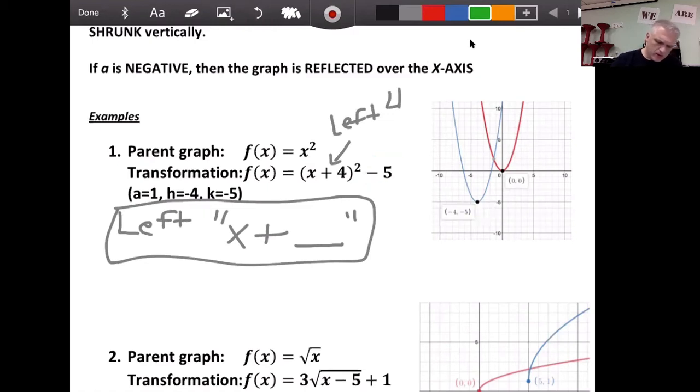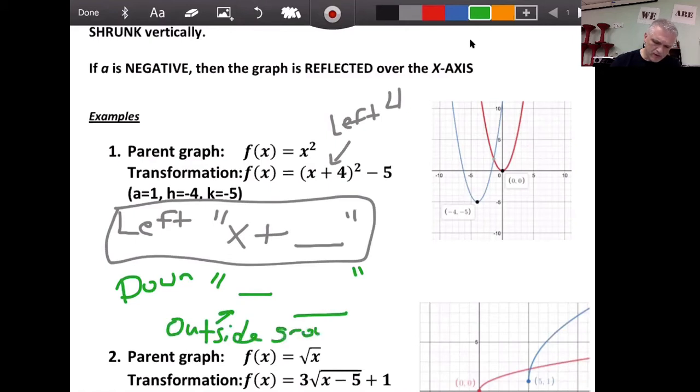So anytime you see a minus with a number behind it, minus 5 or minus 6 or minus 2 or minus 1, that is going to be down. Notice I didn't put x minus. This is going to be outside of any grouping symbols that have the x inside of them.